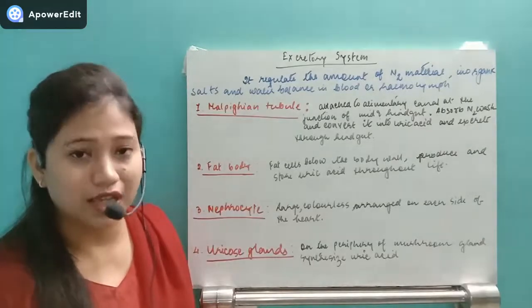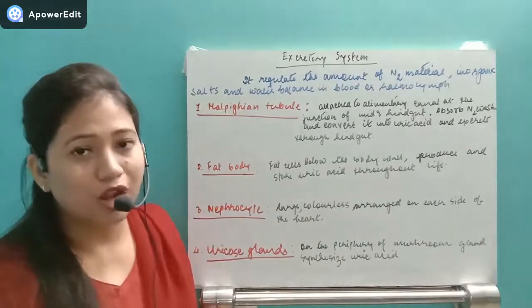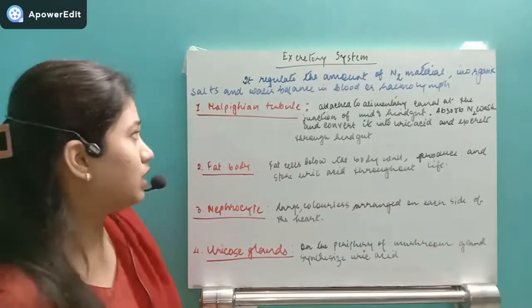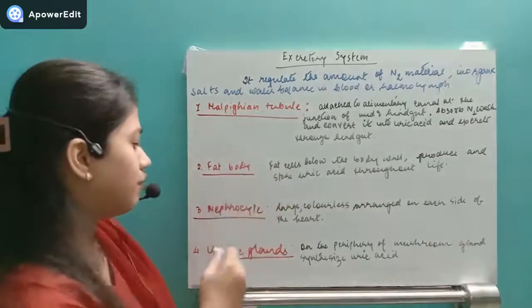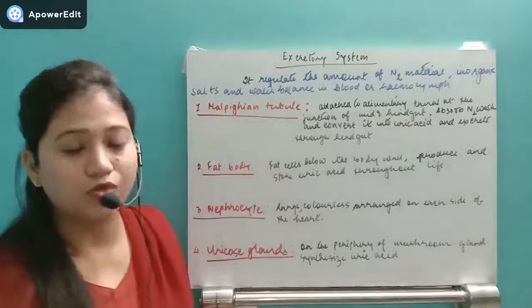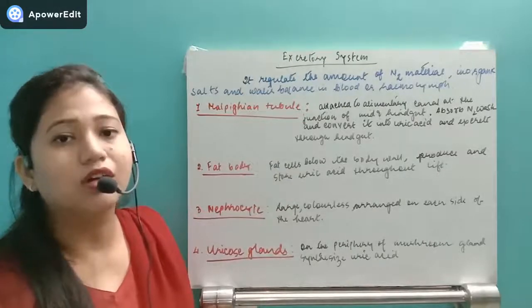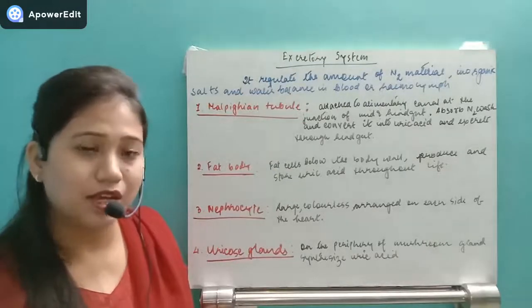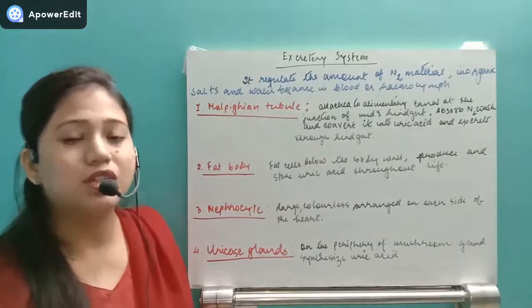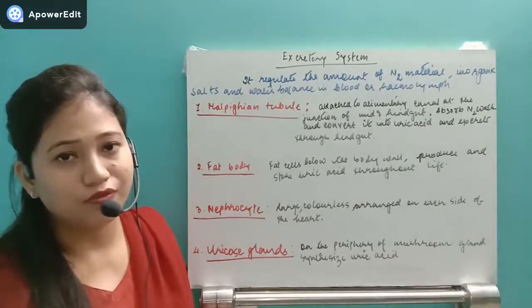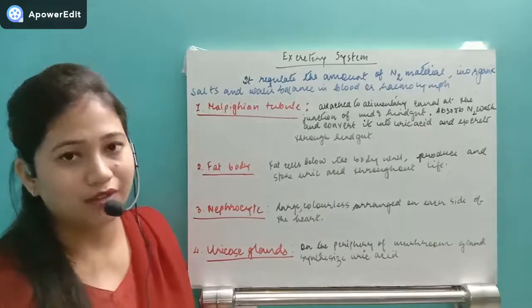converted into uric acid. And this production of uric acid will occur in organs like Malpighian tubule, fat body, nephrocyte and uricose gland. They catch the nitrogenous waste product, that is the ammonia. They convert it into uric acid and they remove it, or they can store it for the whole life.